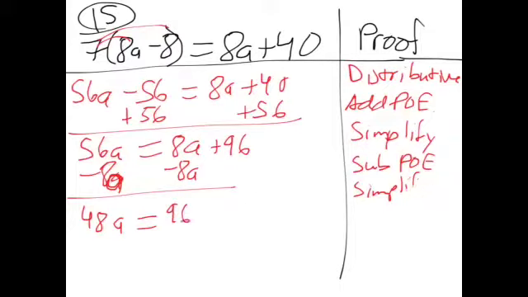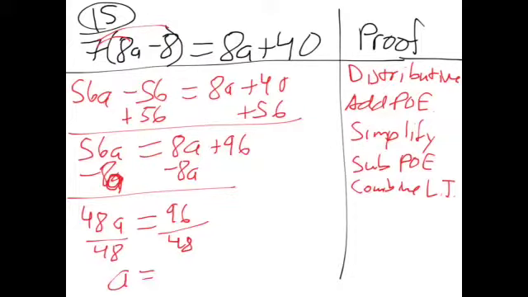I guess technically this is combined like terms. Let me write like terms. And now I just need to divide by the 48 and simplify, and I'll be good to go, where a is going to be equal to 2. So the division property of equality, and then simplify will get me my last step there.